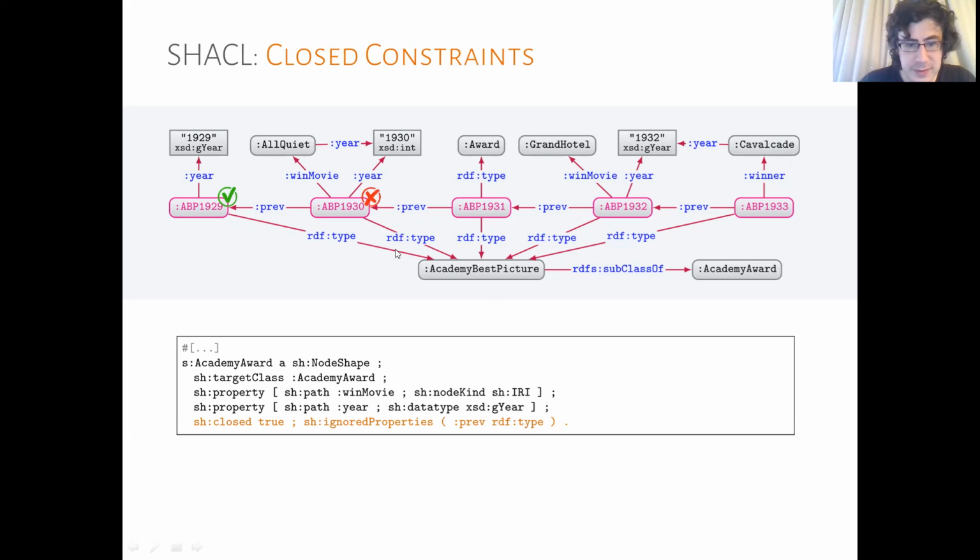So this one fails. Why does it fail? It doesn't fail for the closed constraint, sorry. It fails because of the data type. Yeah, so any year must be of G year, and that's not satisfied here.